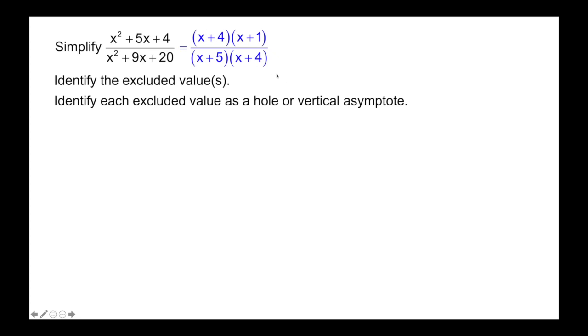The x plus 4 is the canceled term, so I'm going to get a hole at -4. Then, since x plus 5 is still in my final answer, it's going to be a vertical asymptote at -5. It's what would make our denominator a 0 there.